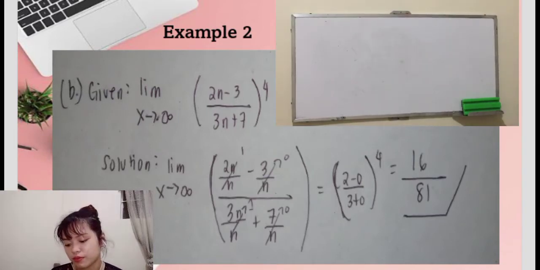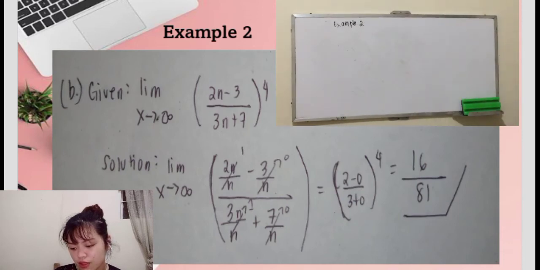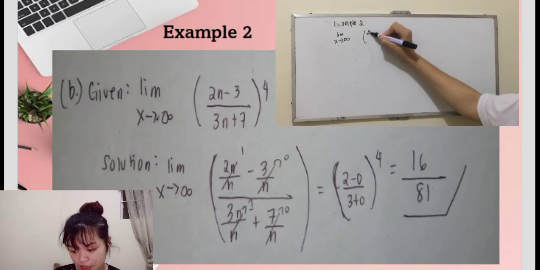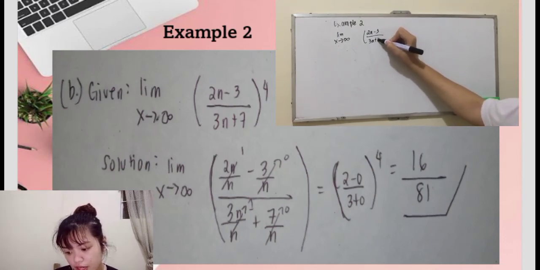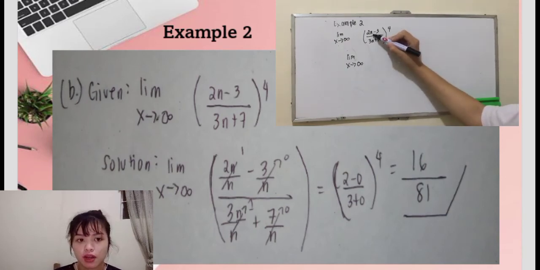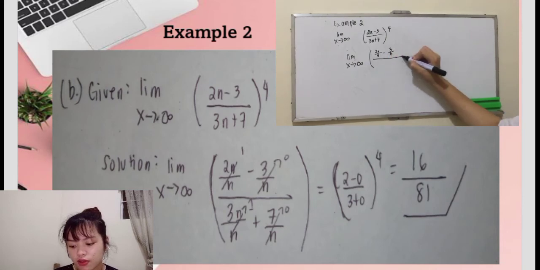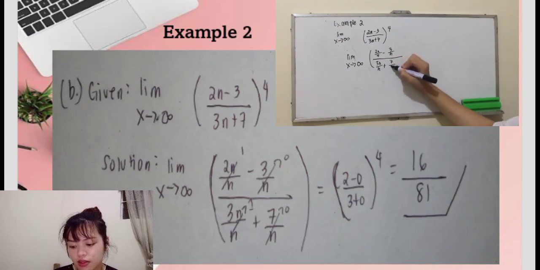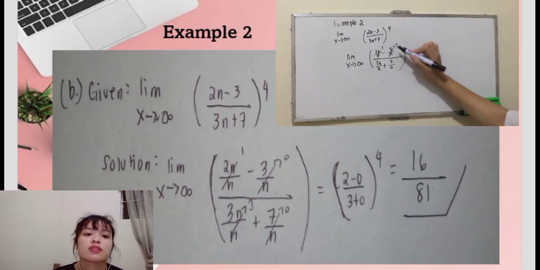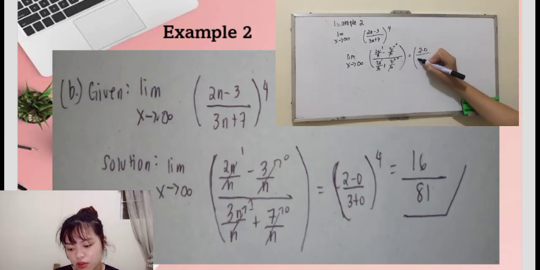So, this is our next example, example number 2 of limits at infinity. Let's say the limit as x approaches infinity. The given is (2n minus 3) over (3n plus 7). The variable we have is n, so that's what we divide all the terms by. So it becomes 2n over n minus 3 over n, over 3n over n plus 7 over n. We cancel, and n over n is equal to 1. The remaining terms with no value become 0. So 2 minus 0 over 3 plus 0.